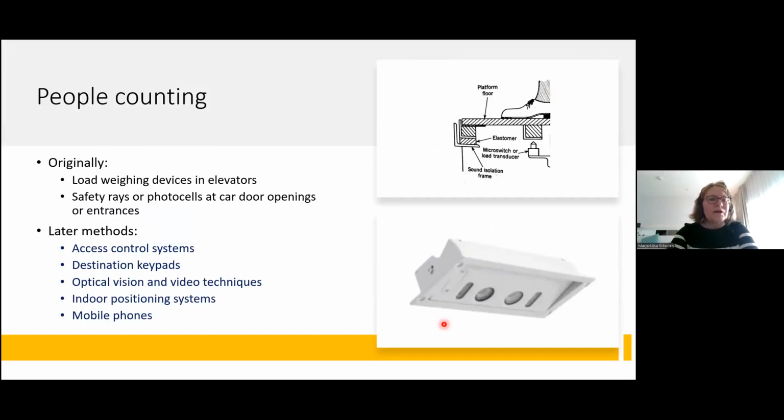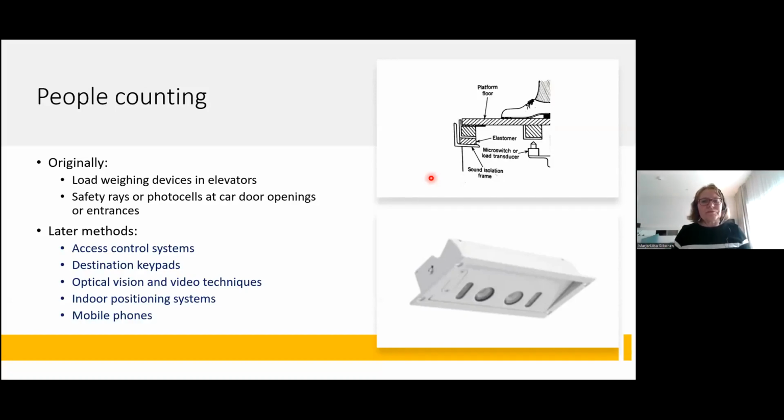How people were counted in elevators: they were counted so that nobody knew that they were counted. So the control system used a load weighing device. Every elevator has a load weighing device. It can be below the car floor, or it can be in the car sling above the car. There are different ways to measure the load.